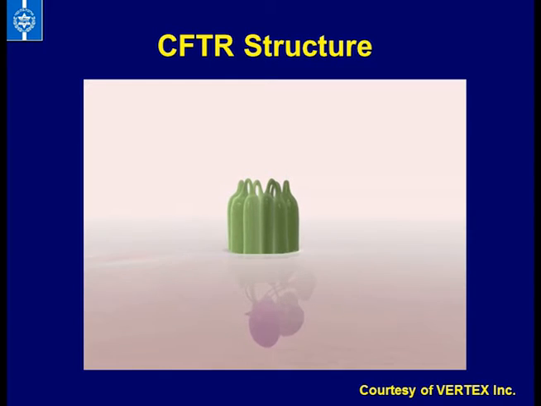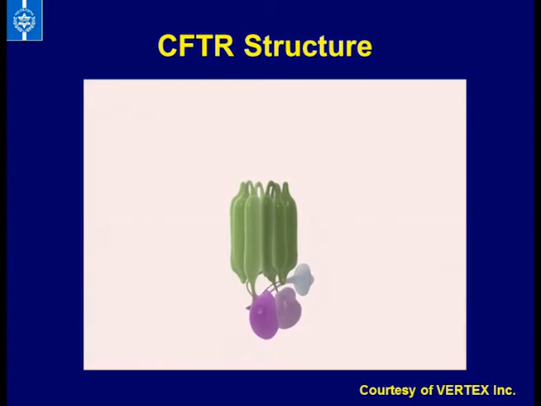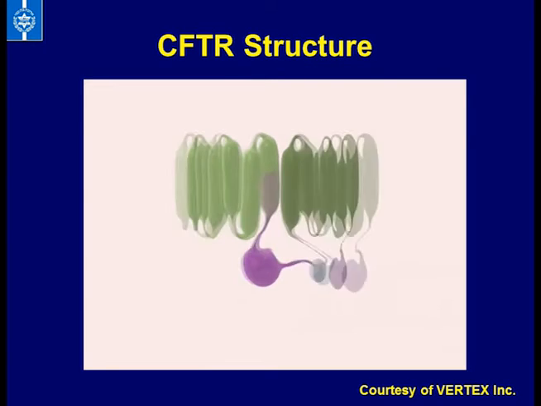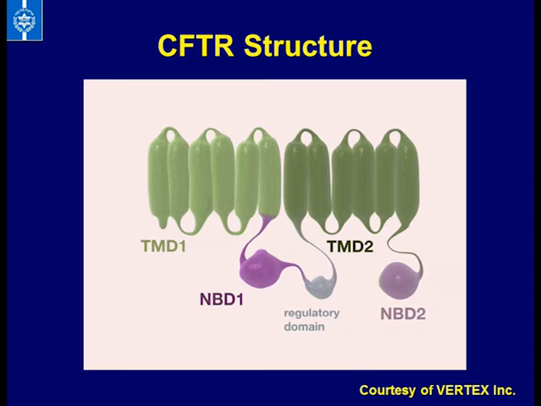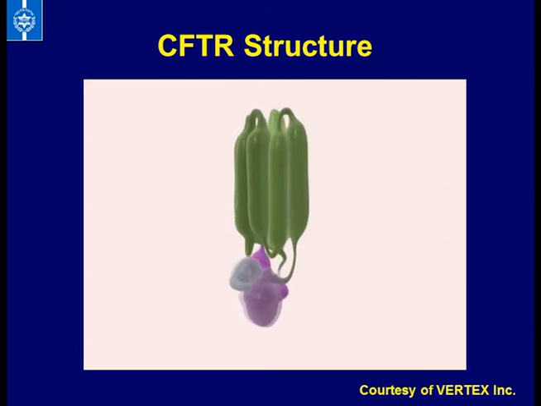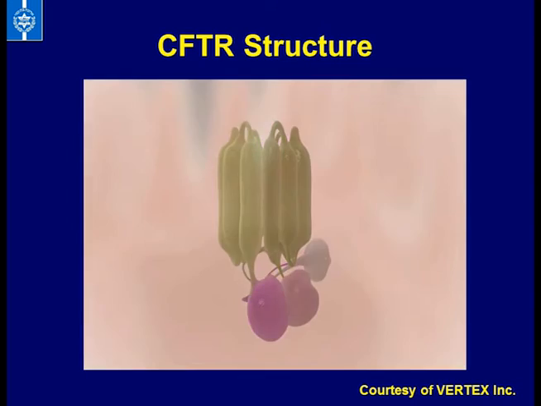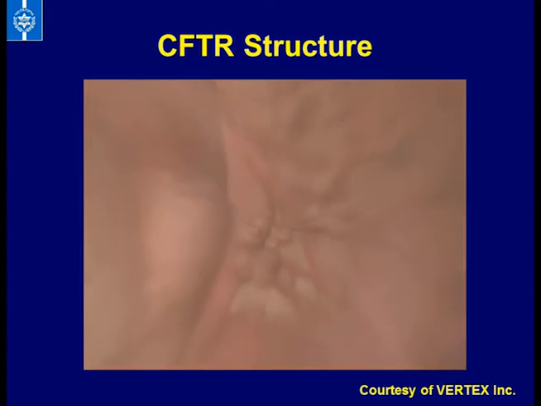CFTR has a regulatory domain that contains phosphorylation sites and connects the protein's two halves. The CFTR protein has two nucleotide binding domains, NBD1 and NBD2, and two transmembrane domains, TMD1 and TMD2. The movement or conductance of chloride across the CFTR protein requires phosphorylation of the regulatory domain by cyclic AMP. In addition, binding and hydrolysis of ATP are required for the opening and closing of the CFTR channel. This process is also known as gating of CFTR.